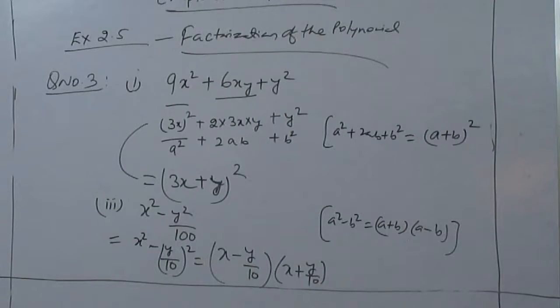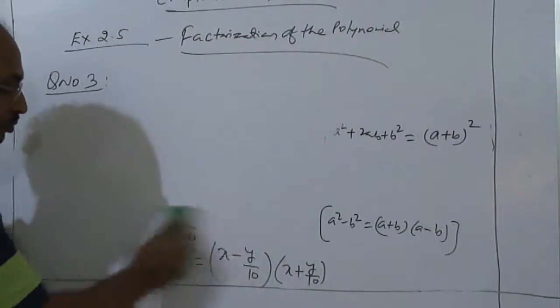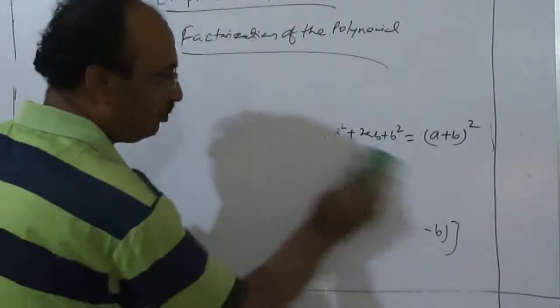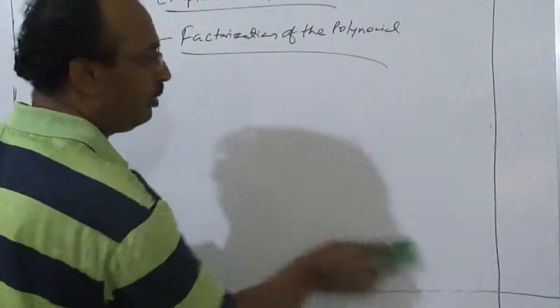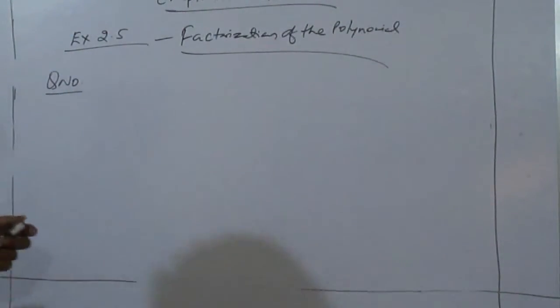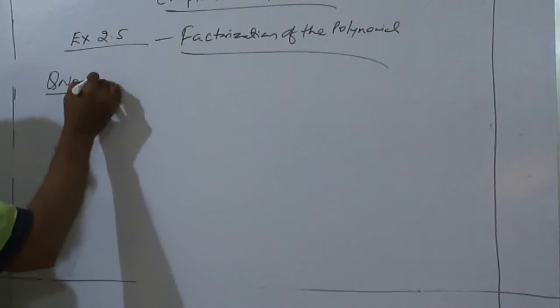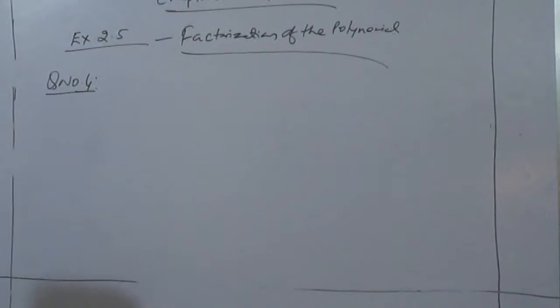Now let us go for question number 4. In our last lecture we finished up to question number 3 in this exercise 2.5. Now we are moving to question number 4. Question number 4 is: expand each of the following using suitable identities. Now we need to expand it.